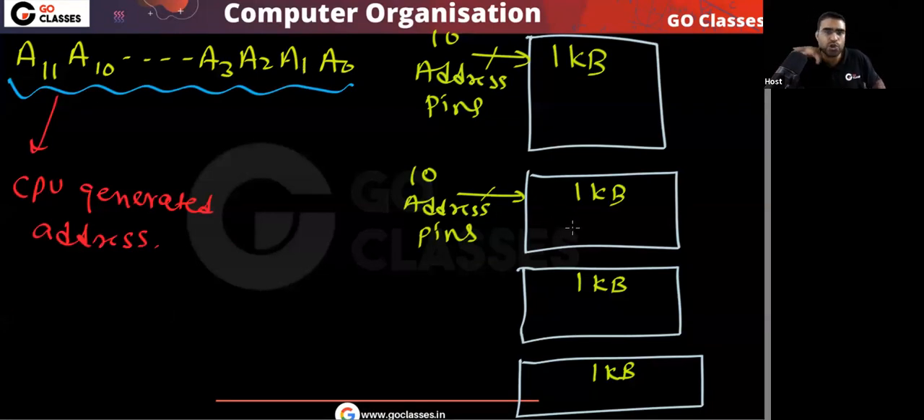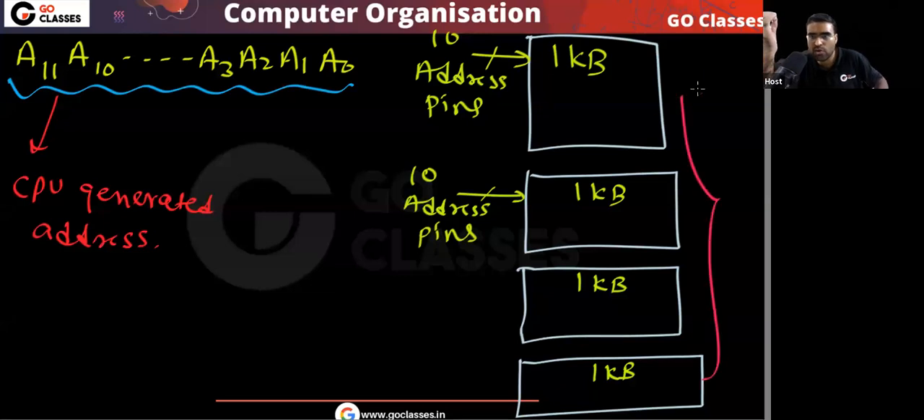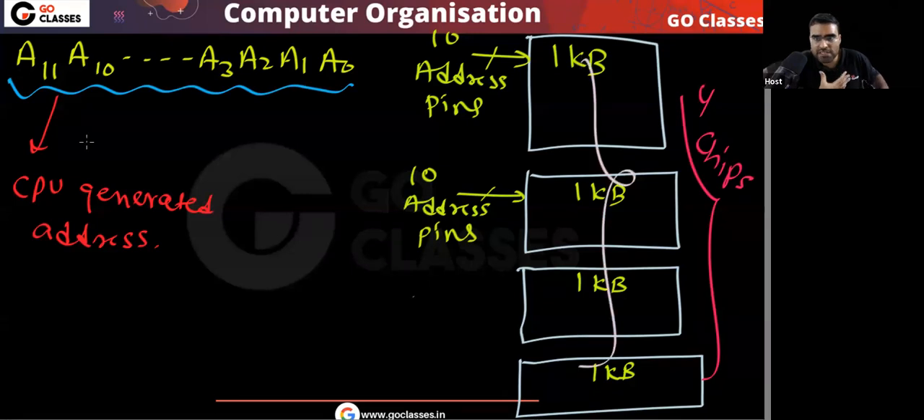So first, what will you decide? This is your vertical expansion. In this vertical expansion, in total how many chips do you have? Total 4 chips. So first you will decide which chip to select. There are 4 chips. If the CPU generates some address, if I give you some address, then first you will decide which chip to access.